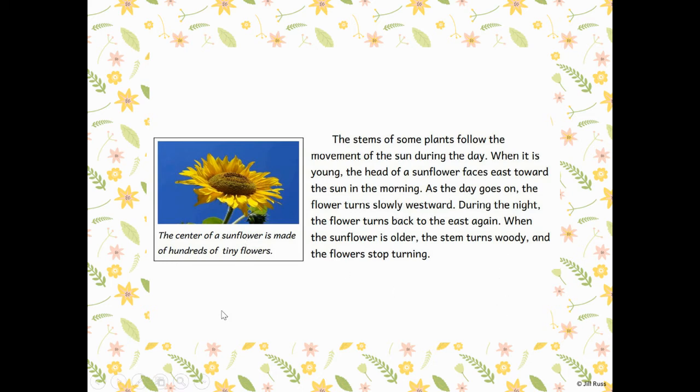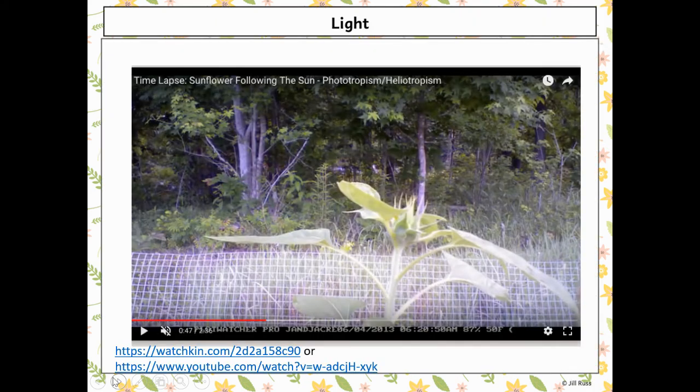When the sunflower is older, the stem turns woody and the flowers stop turning. So at the very beginning stage, a sunflower will turn and follow the sun as it moves across the sky. After our lesson, you will watch a video of a sunflower facing the sun as it moves across the sky.